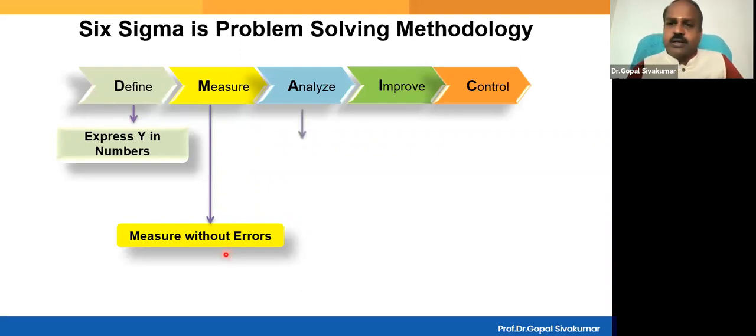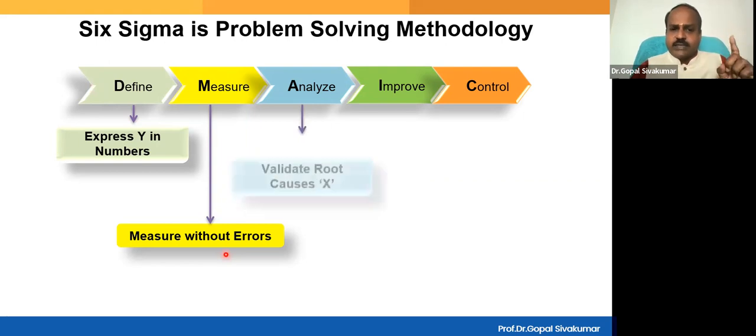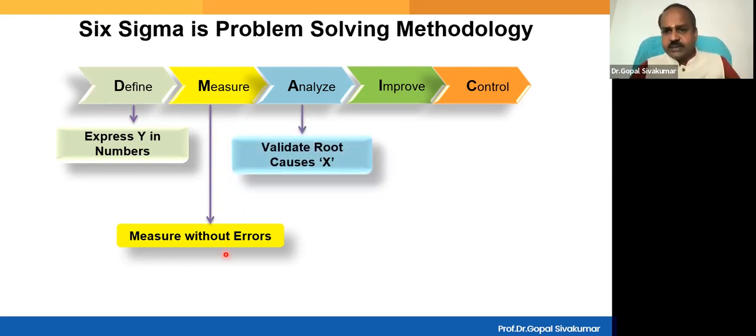Now analyze. I have already spoken enough about analyze. Root cause identification, root cause validation, root cause relationship, root cause sufficiency. If you do all the four things, that is called analysis, not just creating a fishbone diagram and talking. If you are creating a fishbone diagram and talking, you are doing a qualitative analysis. But here we are talking about even the quantitative analysis.